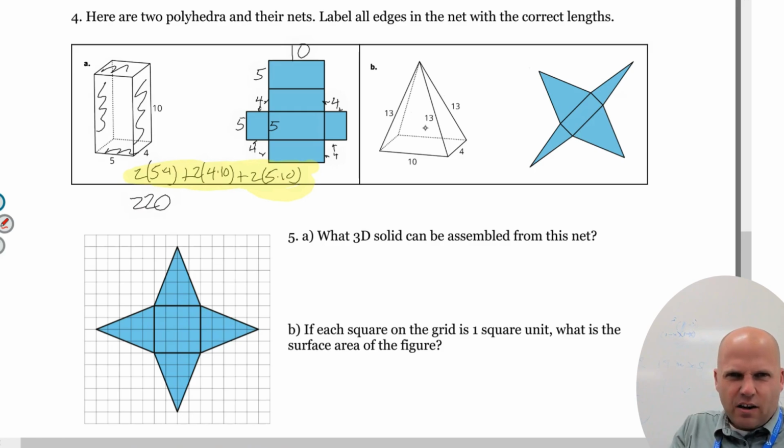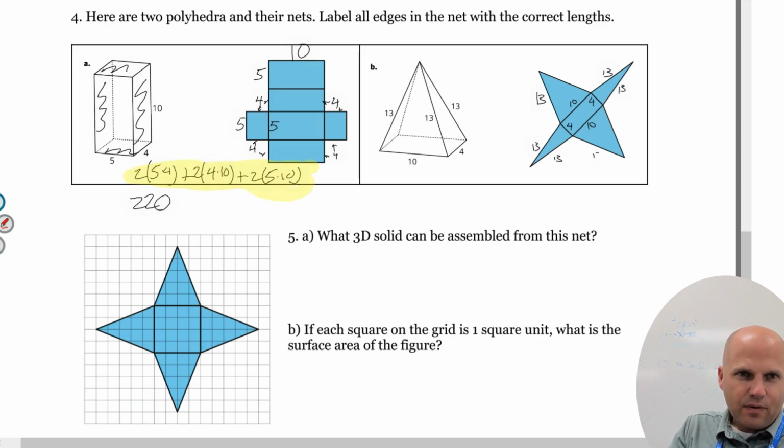Cool. Same thing here. It's kind of tough to see, but maybe you can see it easier this way. This is a 10, this is a 4. These are all 13. That's kind of obvious. Now, what would be the areas of these triangles whose side lengths are all 13?